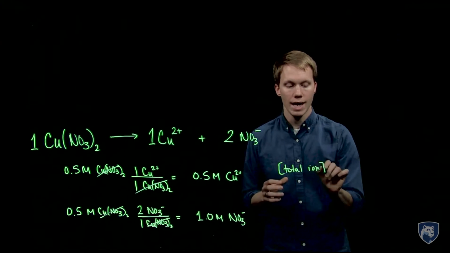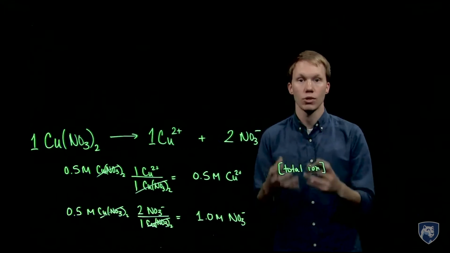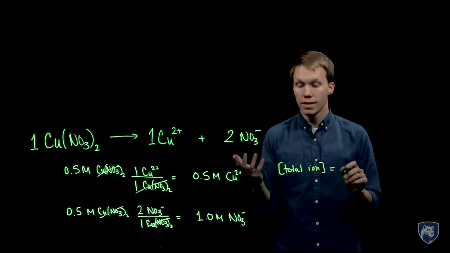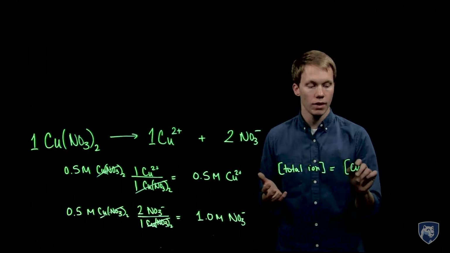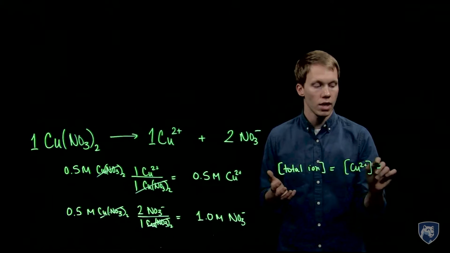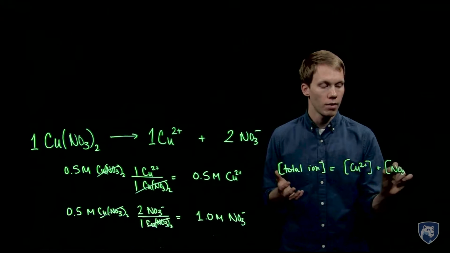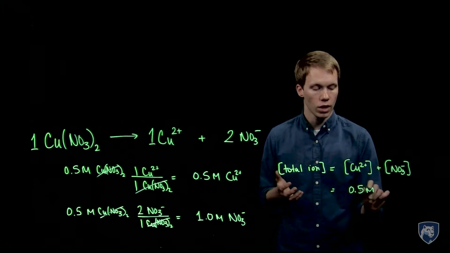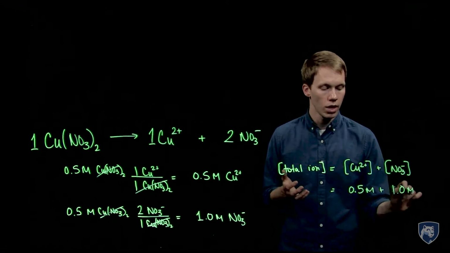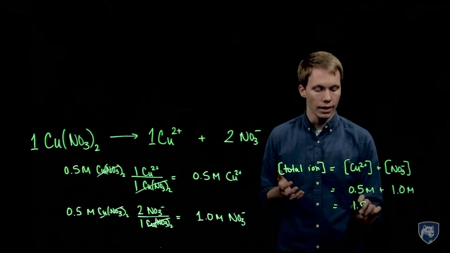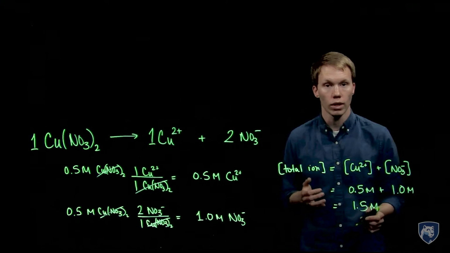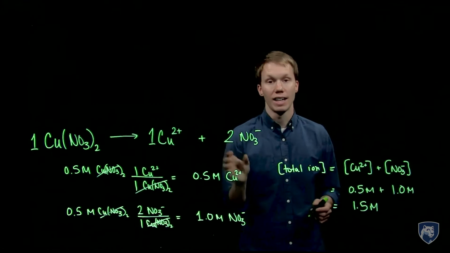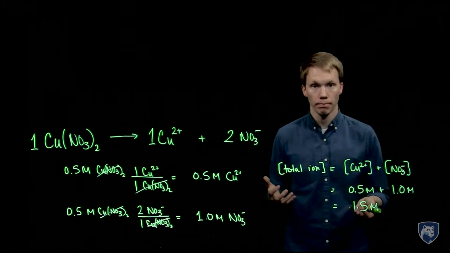And then the total ion concentration, sometimes we will report concentration noted in brackets. So if I say total ion in brackets, that means the concentration of the total ions would be the sum total, in this case, of the copper 2+ concentration plus the NO3- concentration. And here that's 0.5 molar plus 1 molar, giving me a total ion concentration of 1.5 molar. That means I have 1.5 moles of ions in this solution.